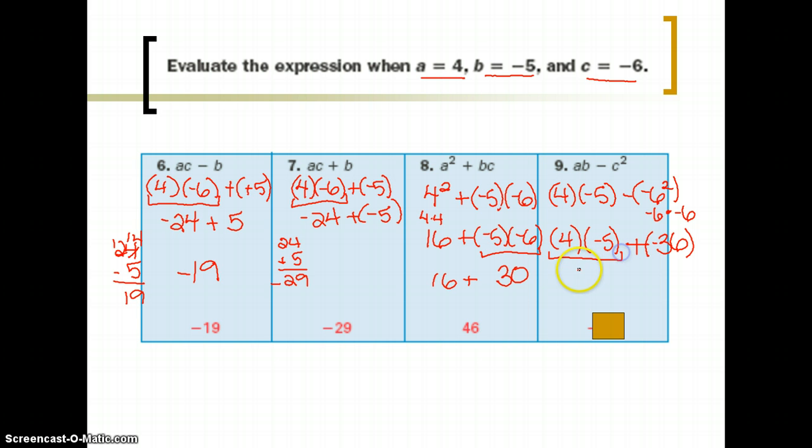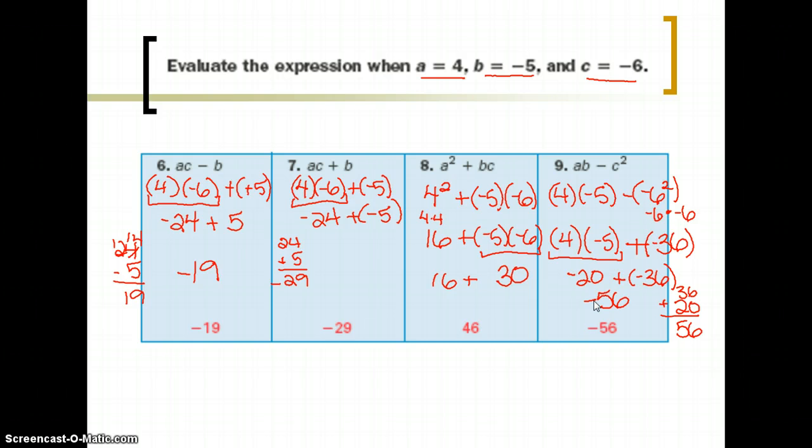Multiply first. 4 times 5 is 20. Different signs when multiplying. Negative plus negative 36. Same sign, so we just add, which is 56. And because they're both negative, be careful, it's adding in between, it's a negative 56.